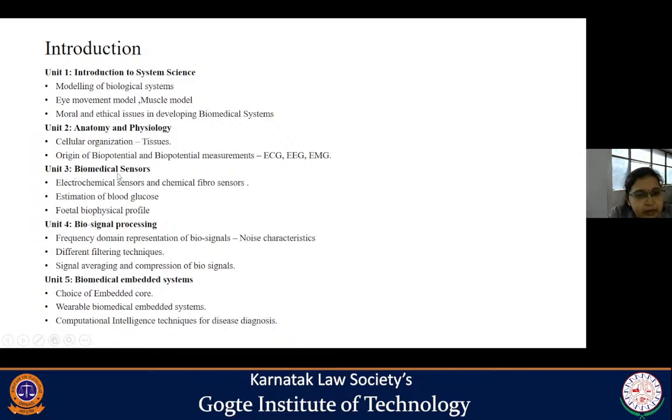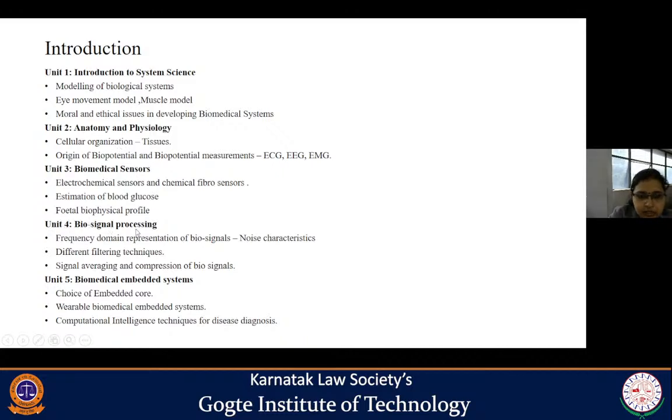Unit 3 is biomedical sensors. A few of the biomedical sensors used in the biomedical field will be discussed in this unit: electrochemical sensors and chemical fiber sensors. Even there are sensors based on FET, field effect transistor, or transistorized sensors. So students must have an idea about some basic electronics. That is one prerequisite for this subject.